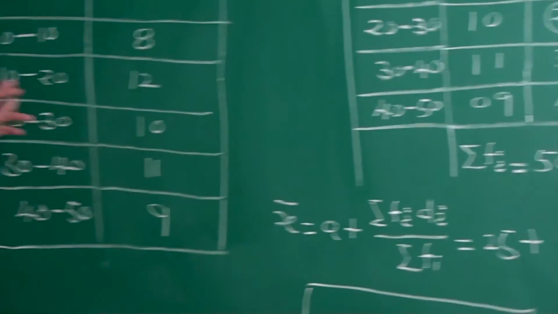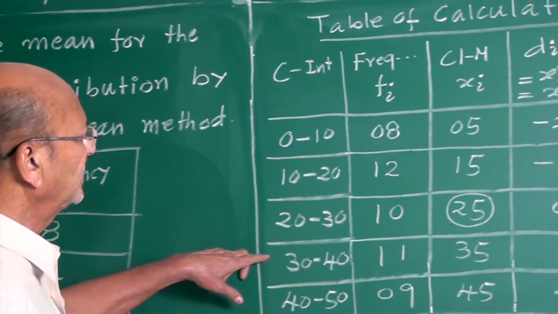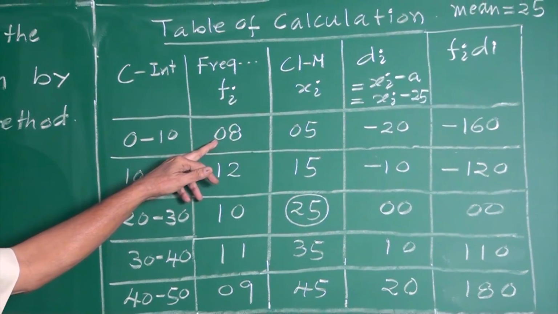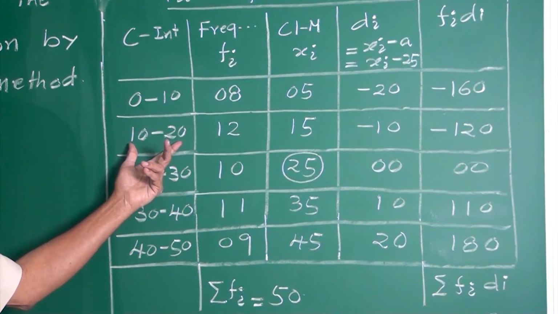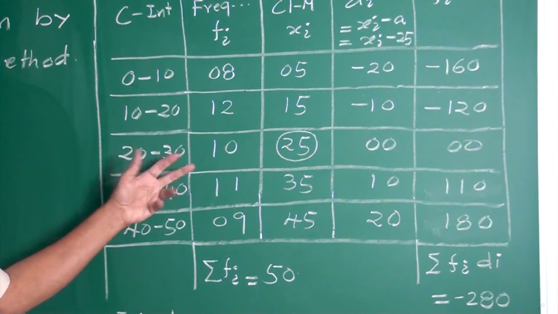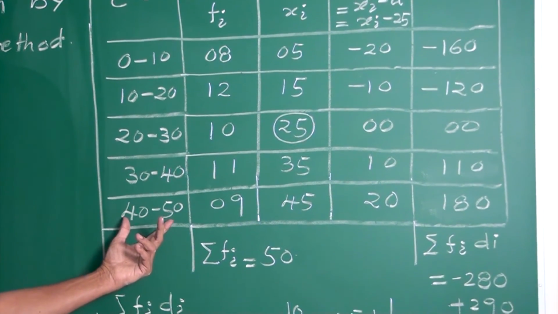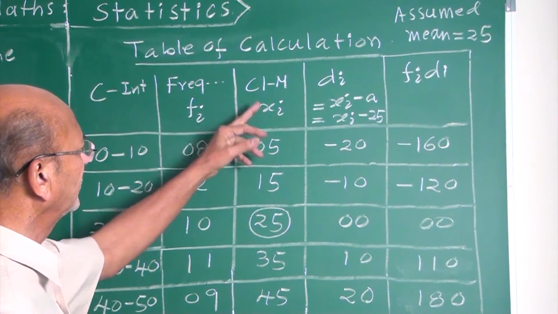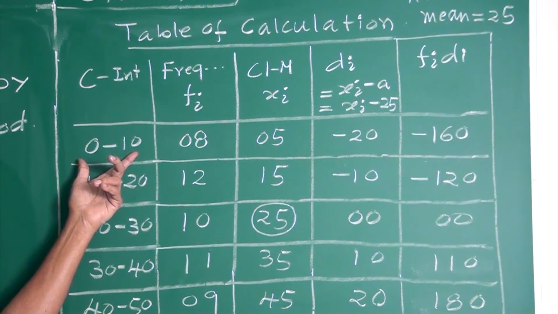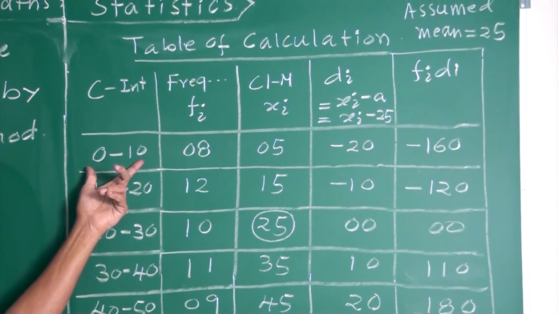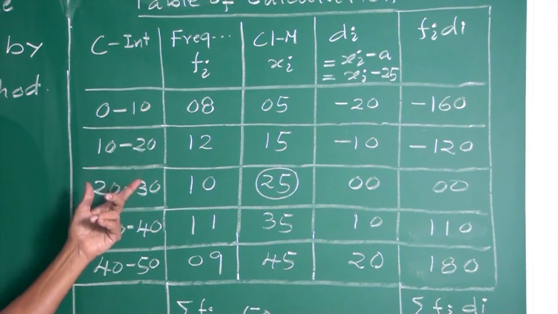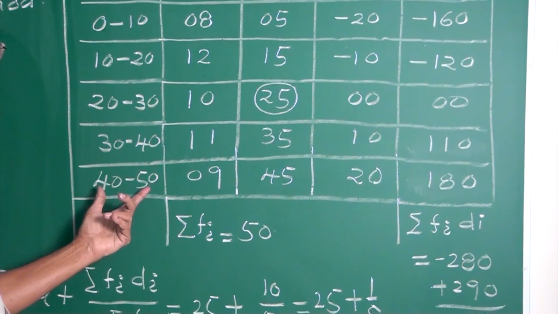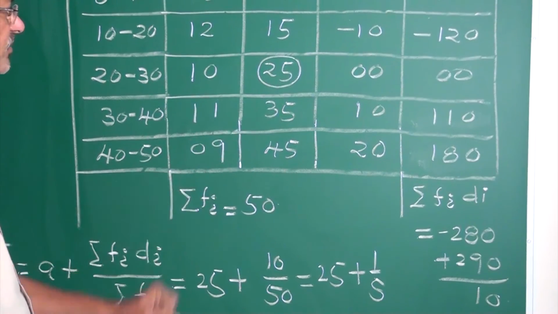First, you have to write both the columns. This is class interval, given frequencies: between 0 to 10, frequency is 8, 10 to 20, 12, this is 10, this is 11, this is 9. This is class mark xi. You know how to find it. Add these two and divide by 2. 0 plus 10 upon 2, 10 plus 20 upon 2, 20 plus 30, 50 upon 2, this is 70 upon 2, this is 90 upon 2 is 45.